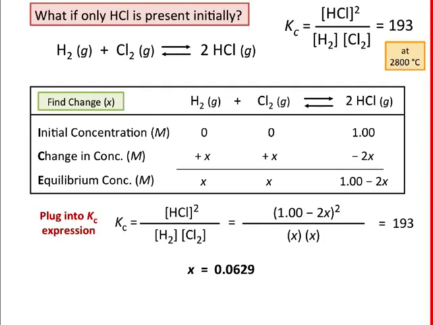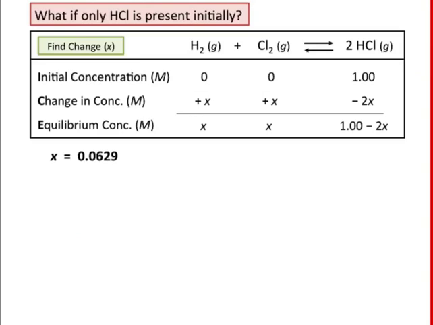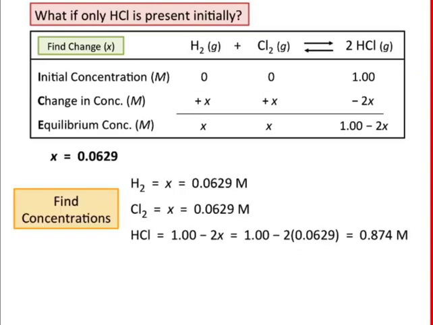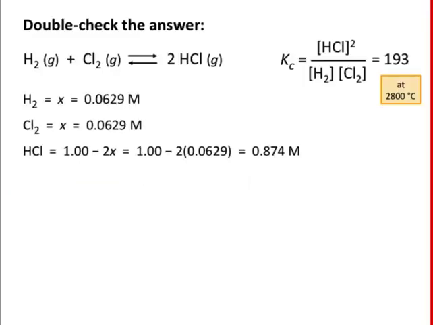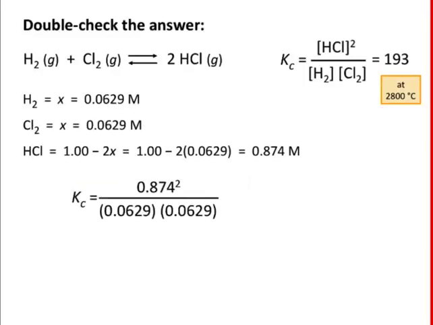Okay? And then what do we do with this? Well, again, we evaluate this bottom line. Hydrogen, that's just equal to x. Easy. So here's your concentration of hydrogen. Chlorine, that's just equal to x. The hydrogen chloride, well, it's 1 minus 2x. So you have to actually do that and then find what its concentration is. And then again, please double check. So we're going to plug these numbers into the equilibrium constant expression, solve it. Hey, look, we get 193.